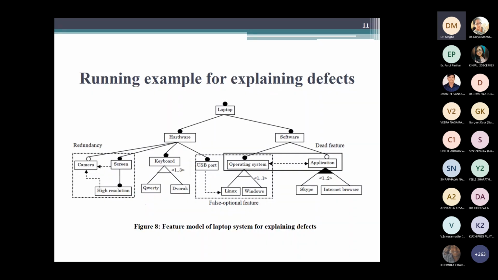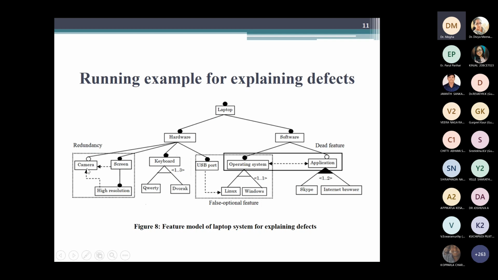The running example that I have just discussed was the laptop system itself. If we focus on the left hand side part of the tree, which has the root node and the child nodes, all these nodes are called features. So let's focus on the left hand side part of the tree. How does a redundancy defect actually occur?